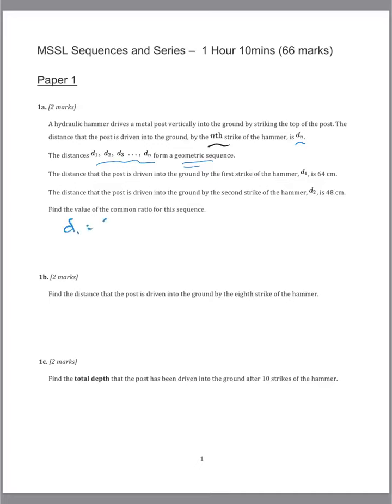D1 is 64. The distance the post is driven into the ground on the second strike, D2, is 48. So the start of our sequence effectively is 64, 48, and what we're looking for is the common ratio. Now, remember, it's how we get from 64 to 48. What do we times by to get from 64 to 48?